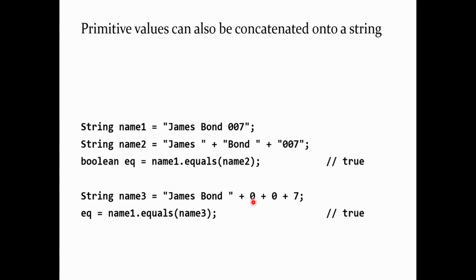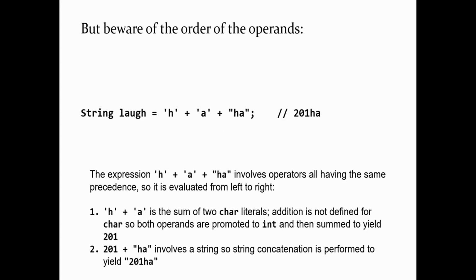And that works just fine. That produces a string. So now it's a string plus a 0, and that produces a string. And that's all a string plus the 7. That produces a string. So everything's fine there. Now remember, if it sees a bunch of plus operators in an expression and only plus operators, it's going to go left to right.